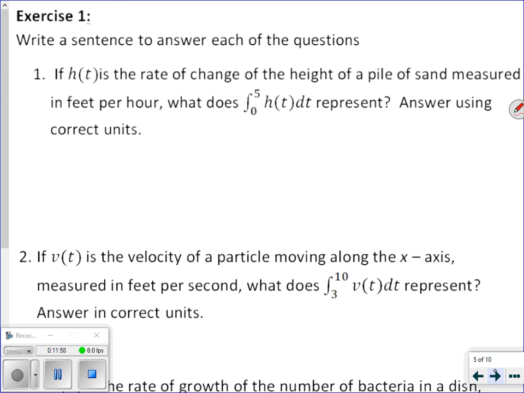Let's look at some word problems, just understanding how to interpret these. It says, write a sentence to answer each of the questions. If h of t is the rate of change of the height of a pile of sand measured in feet per hour, then h of t says how fast the height of a pile of sand is changing per hour. Well, then what does the integral from 0 to 5 of h of t dt represent? I'll give you a second, maybe pause the video, maybe try to write that out if you want.